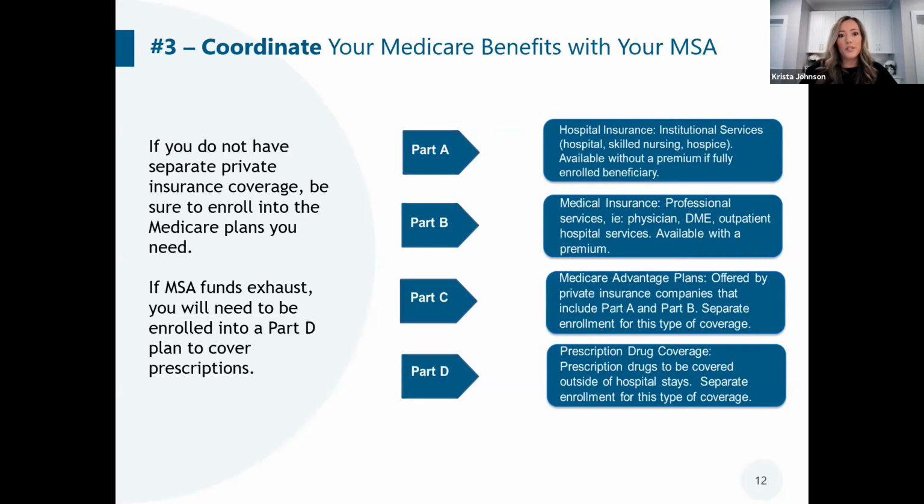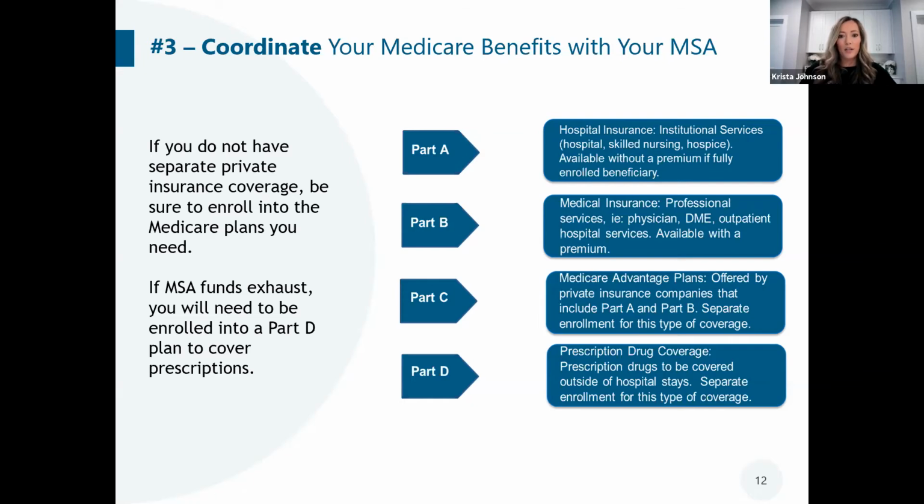This is also true for your general healthcare as well. So let's go through the different parts of Medicare quickly. Part A, we have hospital insurance. So we're talking institutional services at a hospital, a skilled nursing facility, or hospice. This is available without a premium if you're a fully enrolled beneficiary.